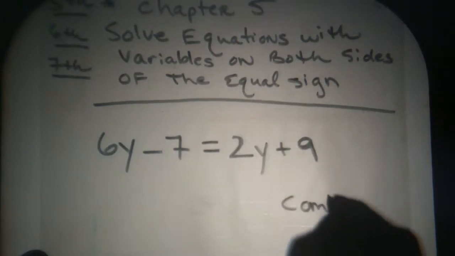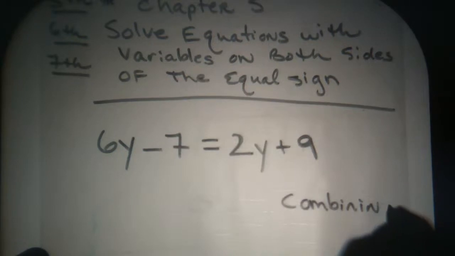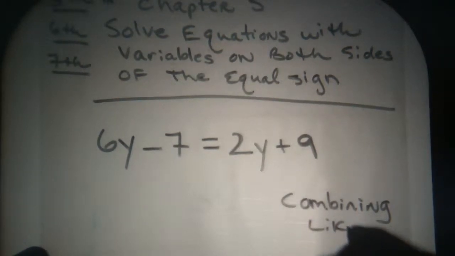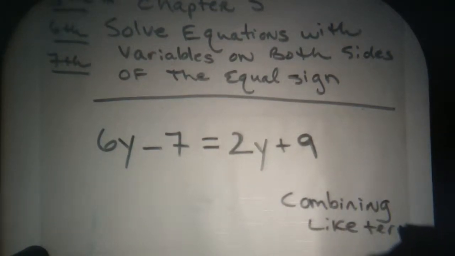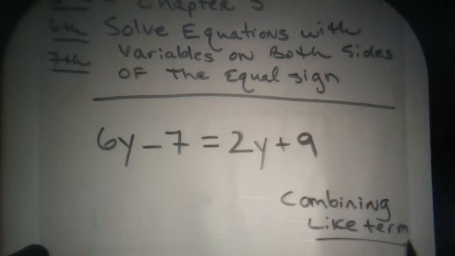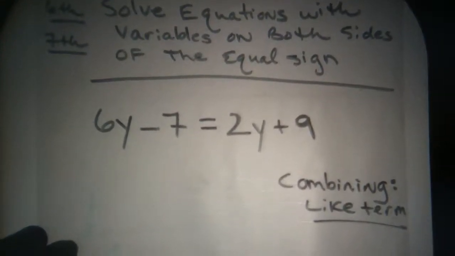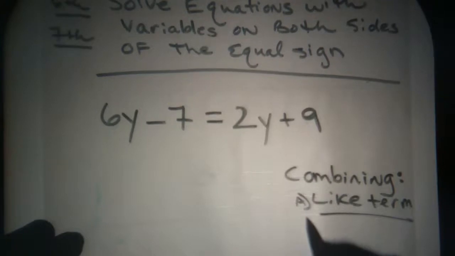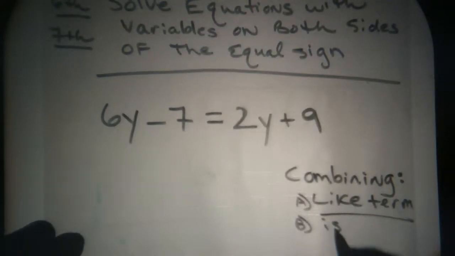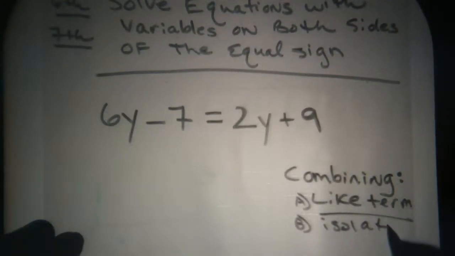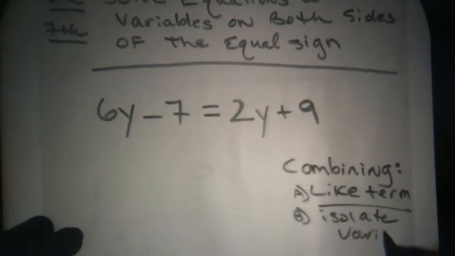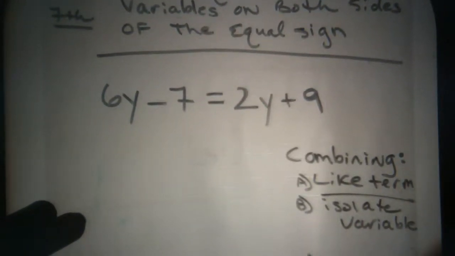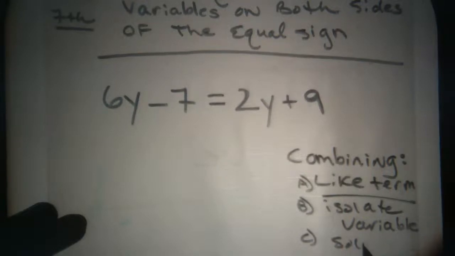So we need to combine like terms if we can. Combine any like terms. We need to isolate our variable. Then we will get a solution.